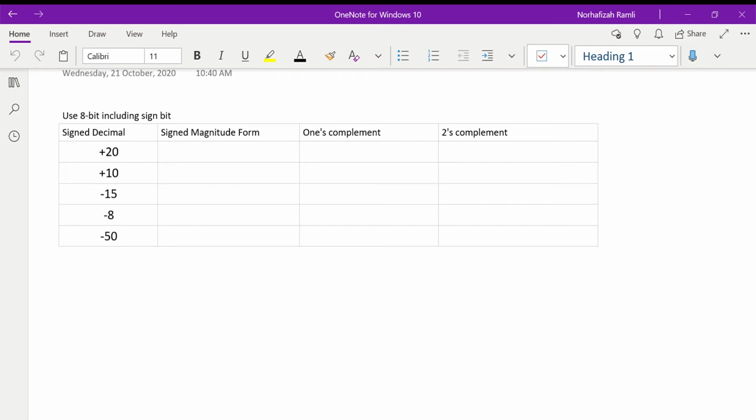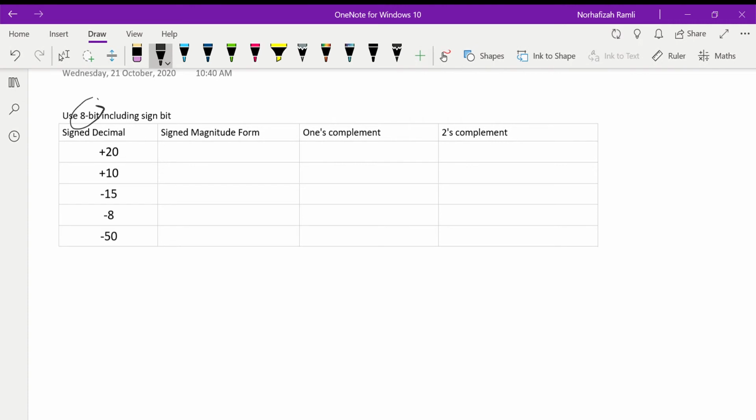So first we have to convert, of course, the decimal into binary. So we will use 8 bits. In other words, let's arrange the weight for 8 bits. For 8 bits, the weight is 2 to the power of 0, 2 to the power of 1, 2 to the power of 2, 2 to the power of 3, 2 to the power of 4, 2 to the power of 5, 2 to the power of 6. And the next one is the sign bit.